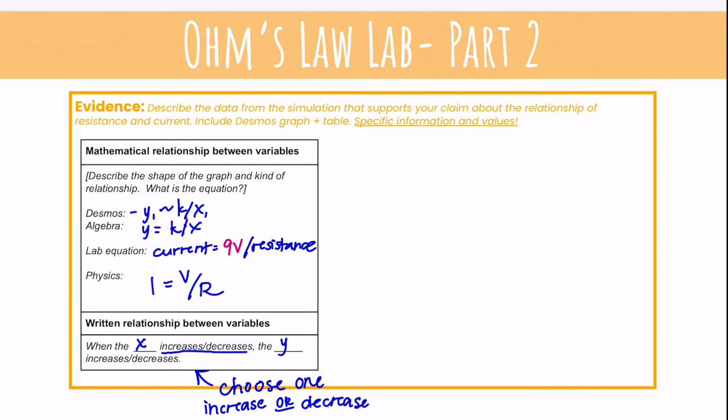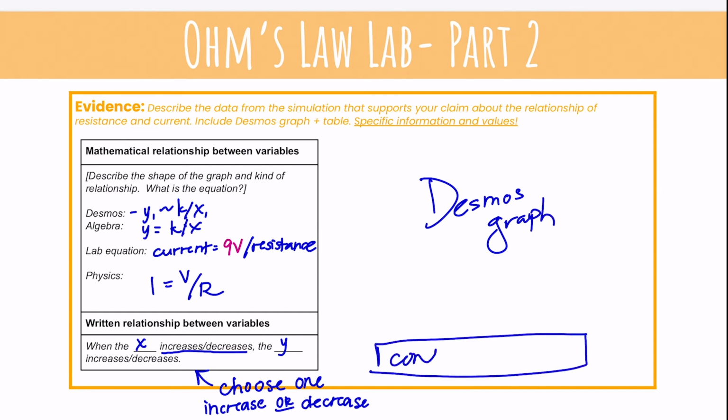Okay. And so then we're going to have a Desmos graph here. And don't forget to include the context. So along with your Desmos graph, don't forget the table, the equation, trend line, all of that. Okay, so that's for Part 2, evidence.